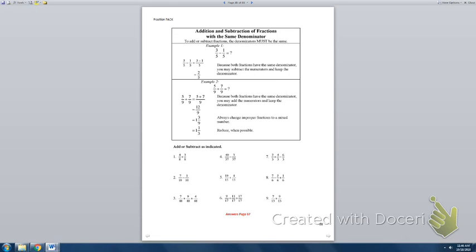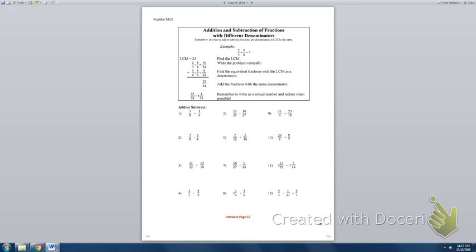So in all these cases, number 1, the denominator is 8. Number 2, the denominator is 10. Number 3, the denominator is 48. You always use the common denominator. Okay, and again in your pack, now we have different denominators. So let's do a couple of these.